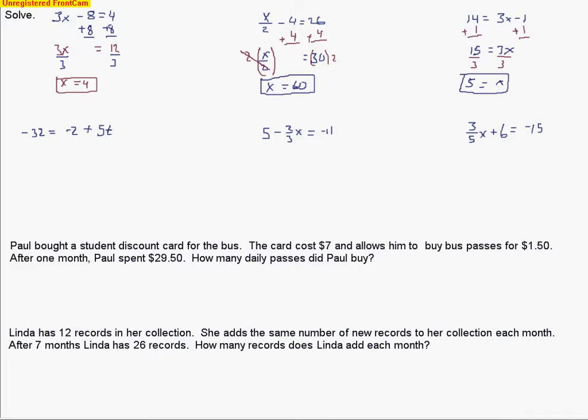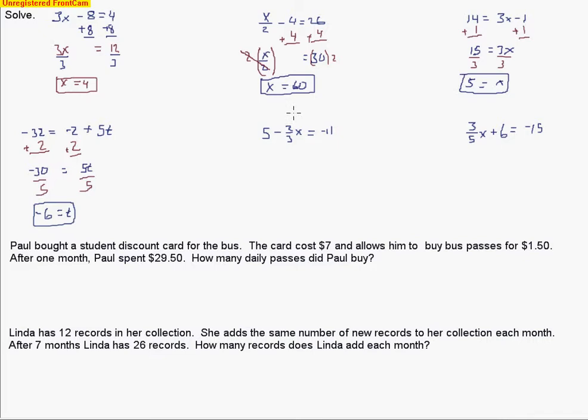In the next problem, a little bit more difficult, more negative signs. So we're undoing it by adding 2 to both sides. Now notice when I have a negative 32 and a positive 2, I need to subtract these two numbers because they're opposite in sign. So we're left with 5t equals negative 30. From this point, just divide by 5, and we'll have our answer. So here we have negative 6 equals t.